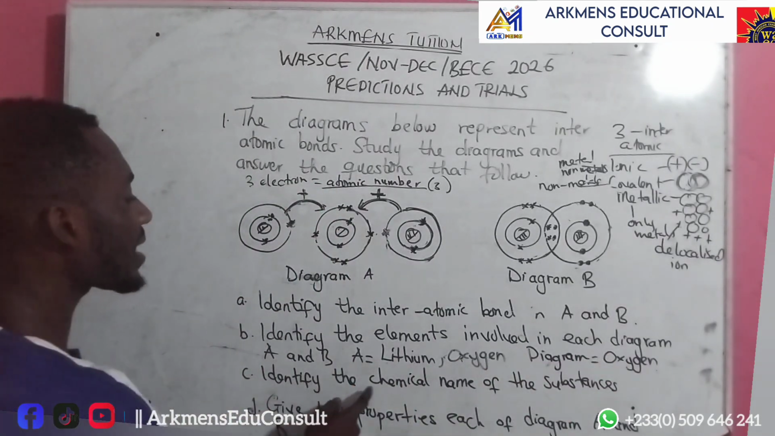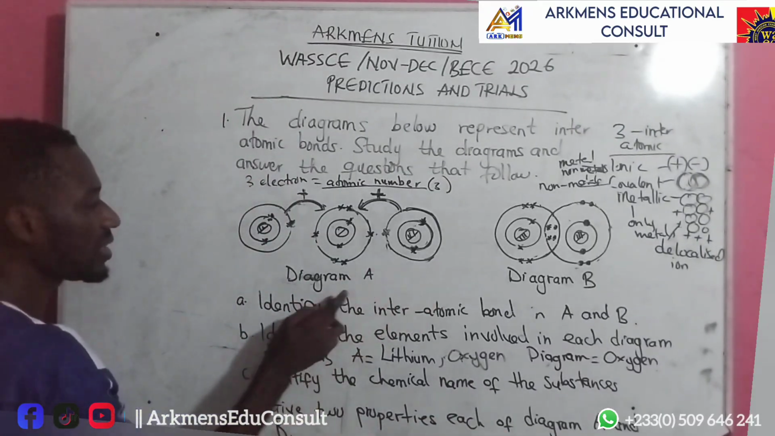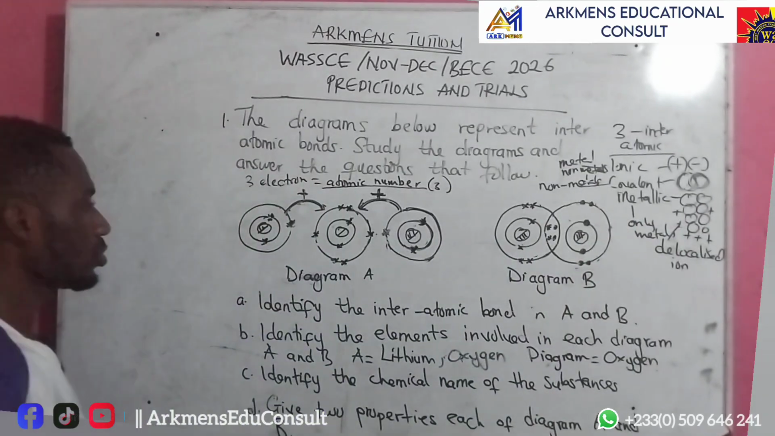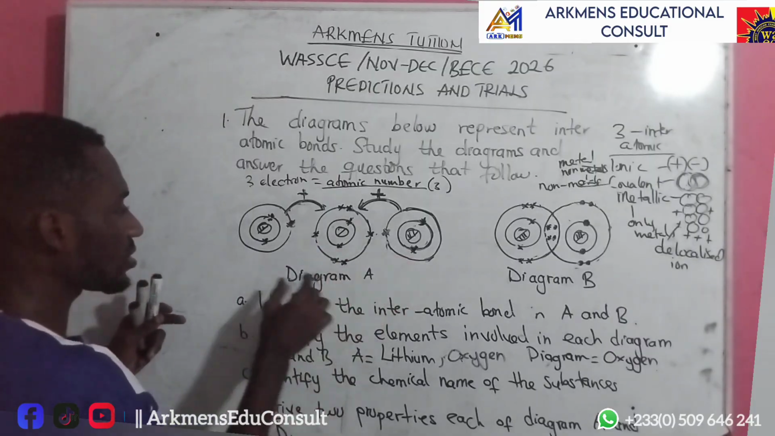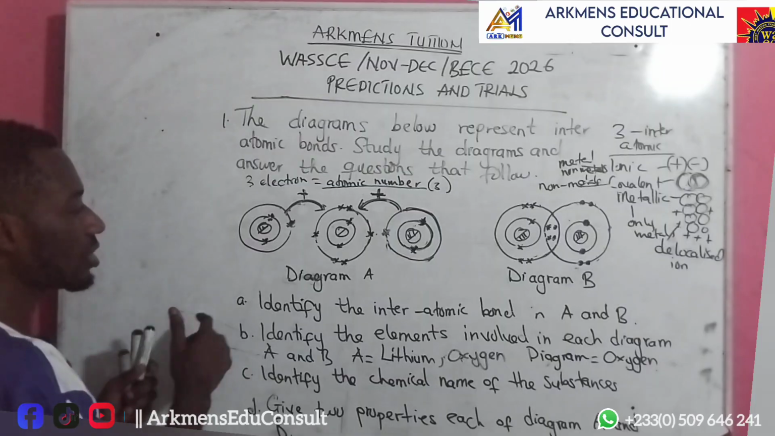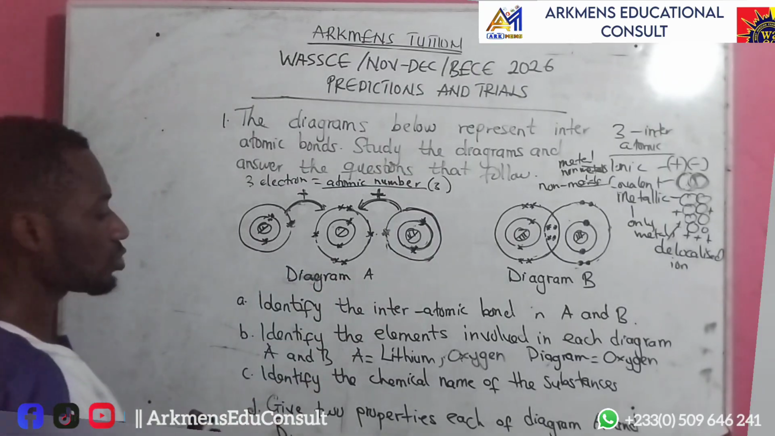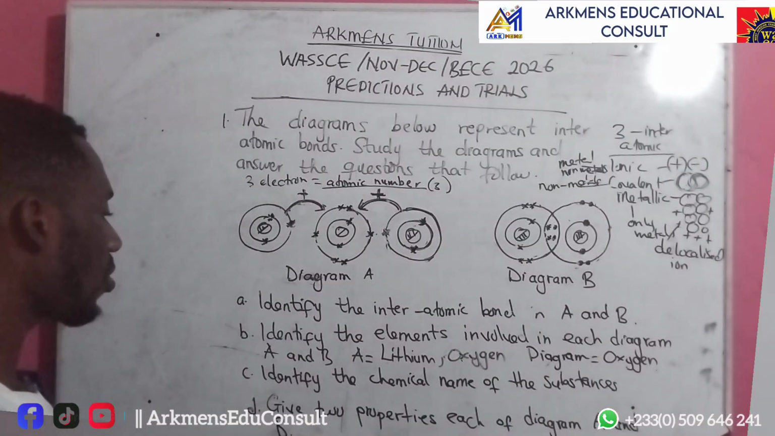C, identify the chemical name for the substances. So we are going to look at the chemical name of this particular new substance formed here. Here we realize that 2 lithium atoms combined, right? So 2 lithium atoms combined over here to form this new substance. Because these two lithium atoms combine with oxygen, it will form what's known as what? Lithium what? Oxide. Lithium oxide.